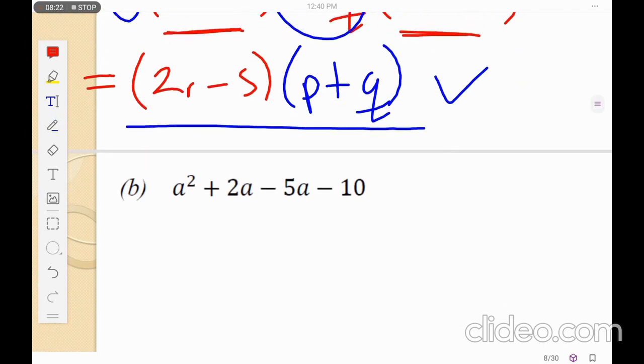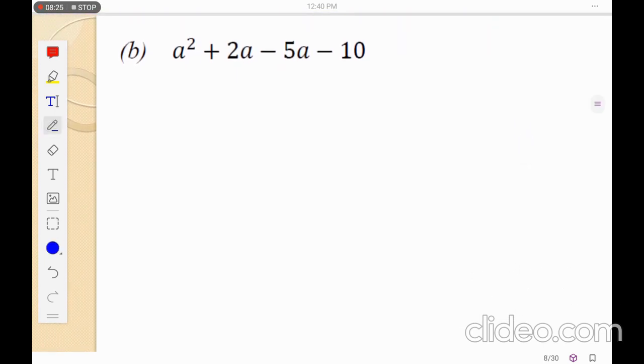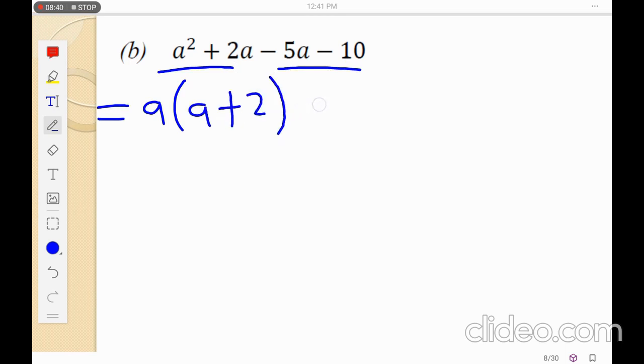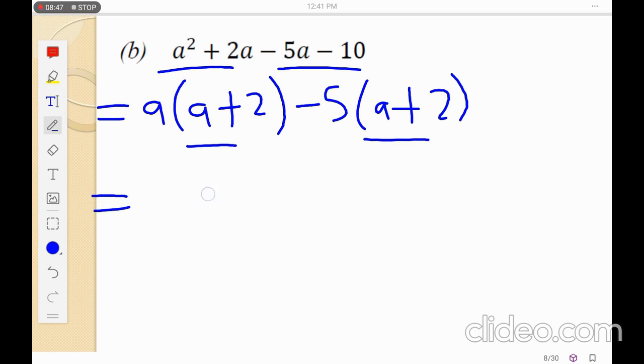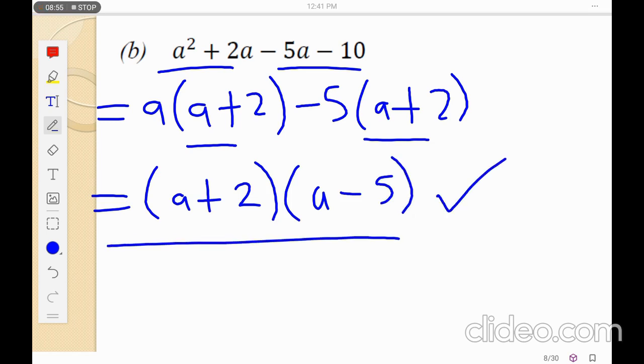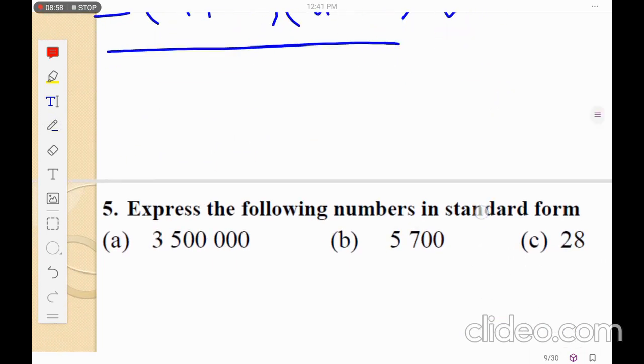Let's have a look at another question of factorization. This one, there was no need for us to rearrange. With a factor here, with a factor there. So for the first one, I've got a factor a, and I'll remain with a plus 2. Then for the second one, I've got a factor minus 5, and I'll remain with a plus 2. You see, these brackets are the same, so I can write them as a plus 2. Then I take what is left outside, I have a minus 5. So this is how we factorize, and this becomes our final answer there. Let's move on to the next one.